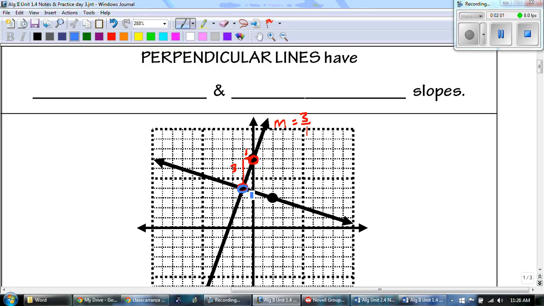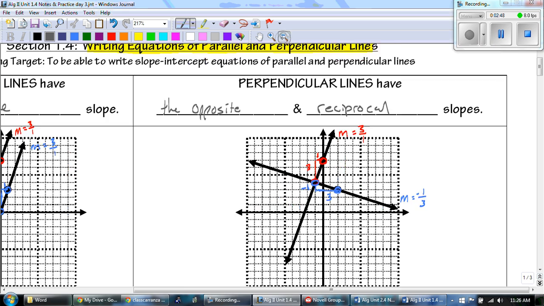And now let's do the other one. Okay. Ooh, this one I go down, so I went down one and then I went over one, two, three. So that slope is -1/3. Well, one's 3/1, one's 1/3, one's positive, one's negative. So the way we describe that, perpendicular lines have the opposite because one's positive, one's negative, and the other one is reciprocal. Okay, that might not be exactly how you spell it because you guys know I'm a terrible speller. But perpendicular lines have the opposite and reciprocal slopes.